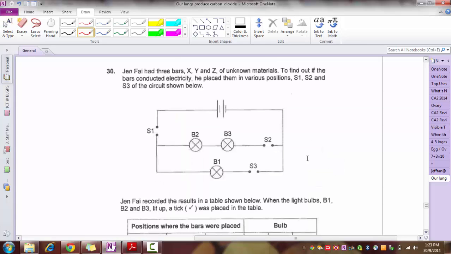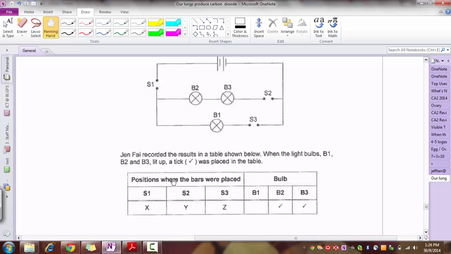Alright, question 30. So this person had 3 bars, X, Y, and Z, of unknown materials. To find out if the bars conducted electricity, he put them at various positions, S1, S2, S3. You want to find out if they conducted electricity, because some may not. He put a tick if the bulb lights up. So he put X at S1, Y at S2, and Z at S3. What he observed is B2 lights up, B3 lights up.